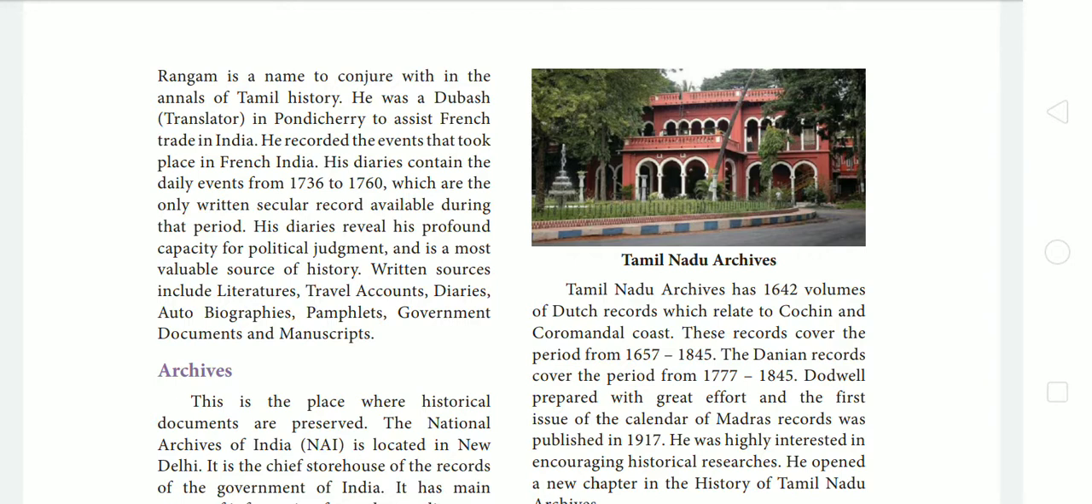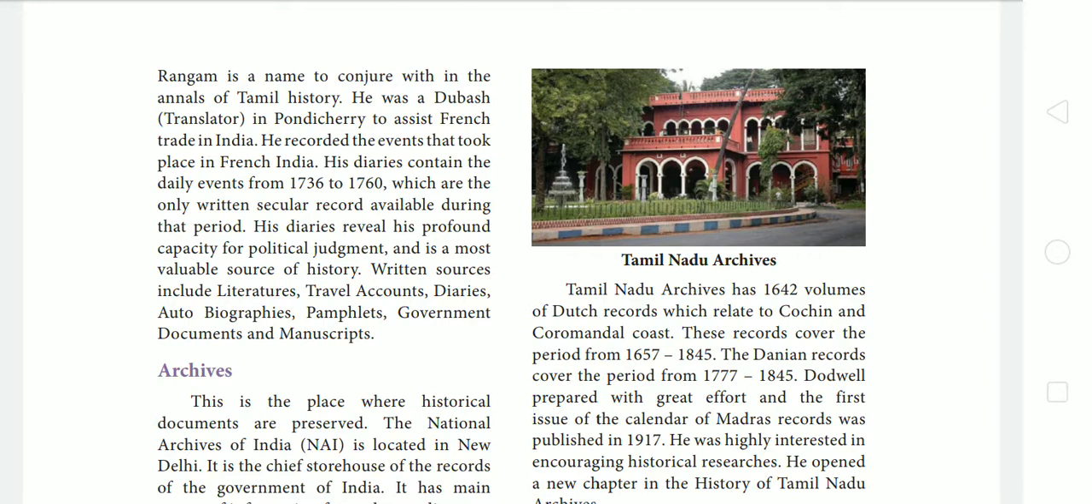He wrote all the events which took place in French India between 1736 and 1760, and his diary is the only written record available during that period. His diaries reveal his profound capacity for political judgment and are a most valuable source of history.